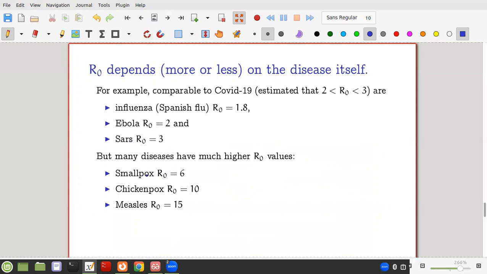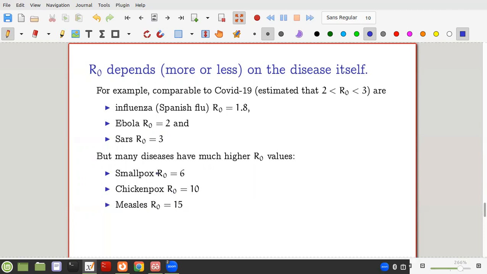However, if you look at some of these other diseases for which, fortunately, we have vaccines, R naught is 6, chickenpox is 10, measles is 15. What that means is that one person who's sick tends to infect 15 other people. So if you have a kid in a classroom that's sick, measles is so infective that all you need is 1 or 2 kids infected, and you get the whole class of 30 people infected.